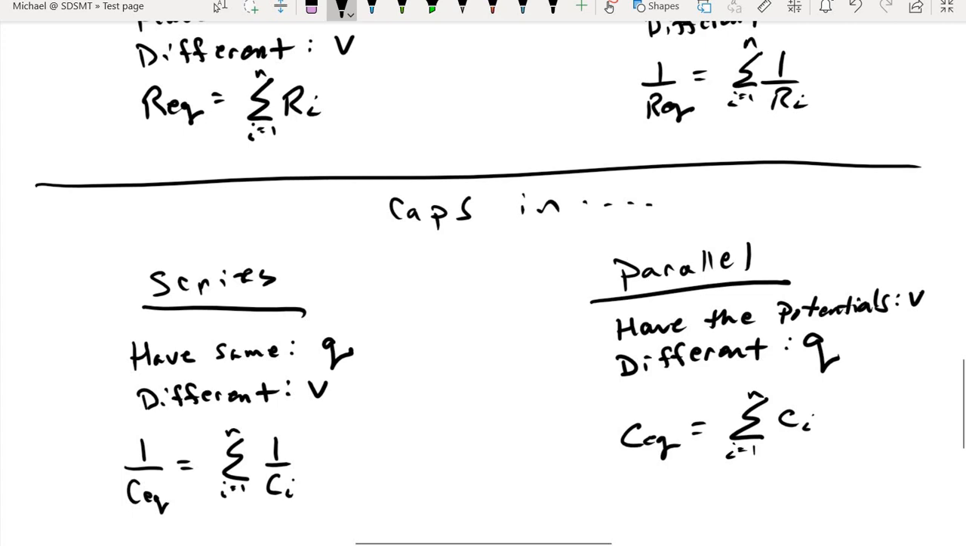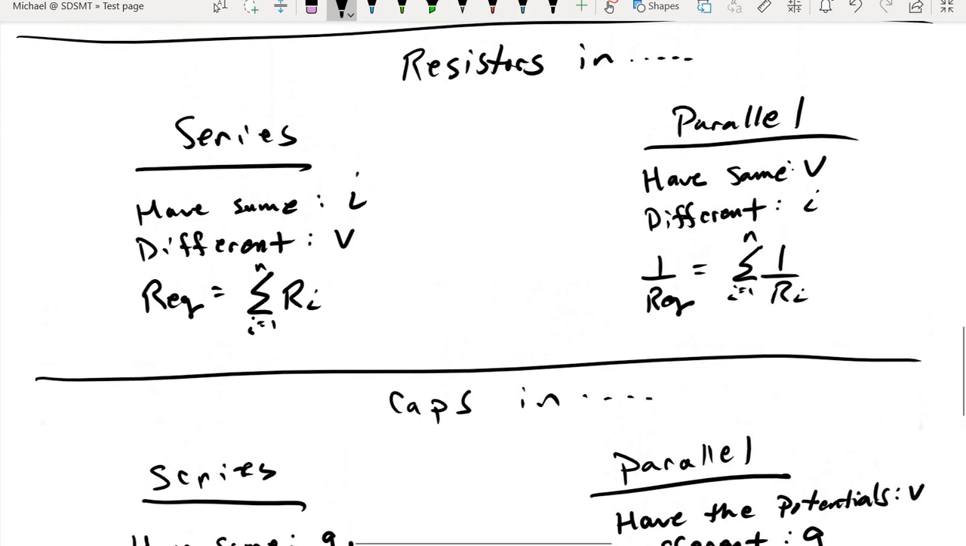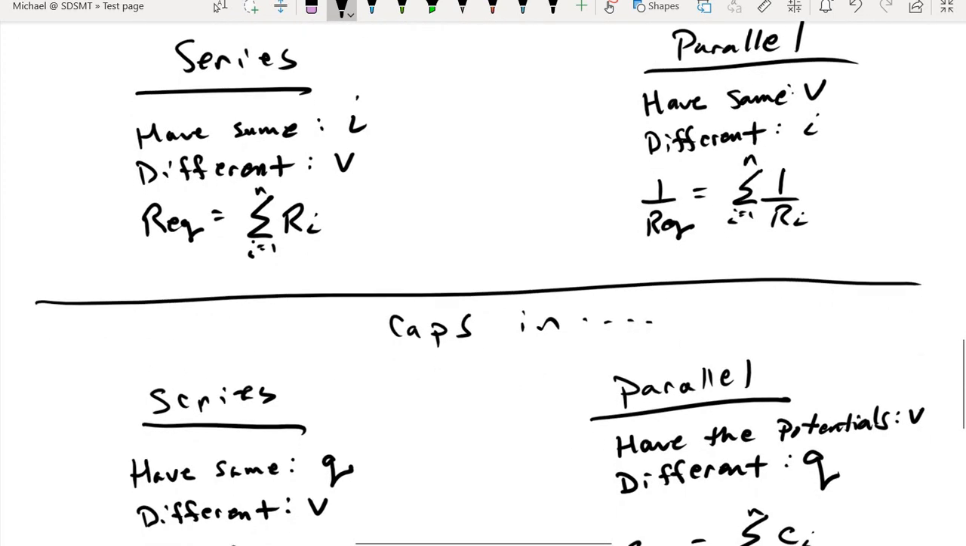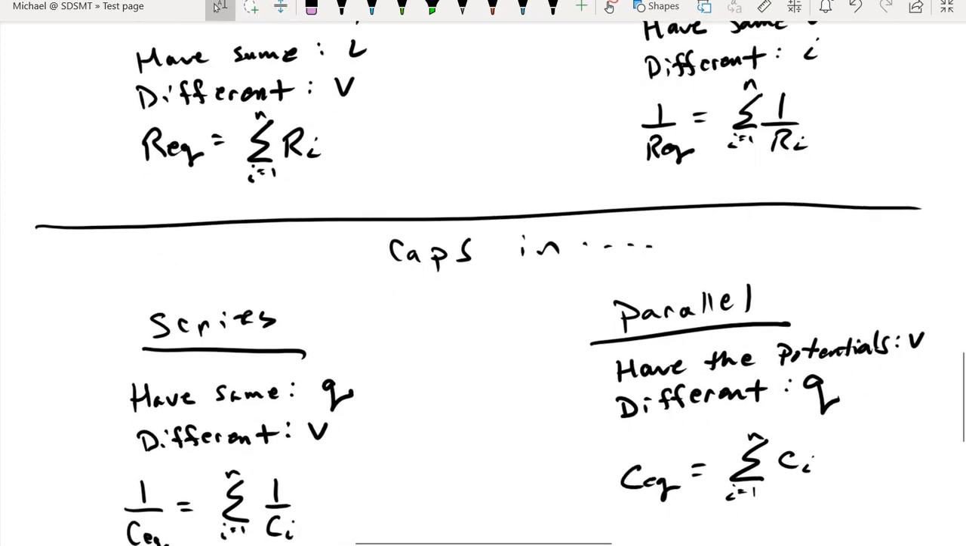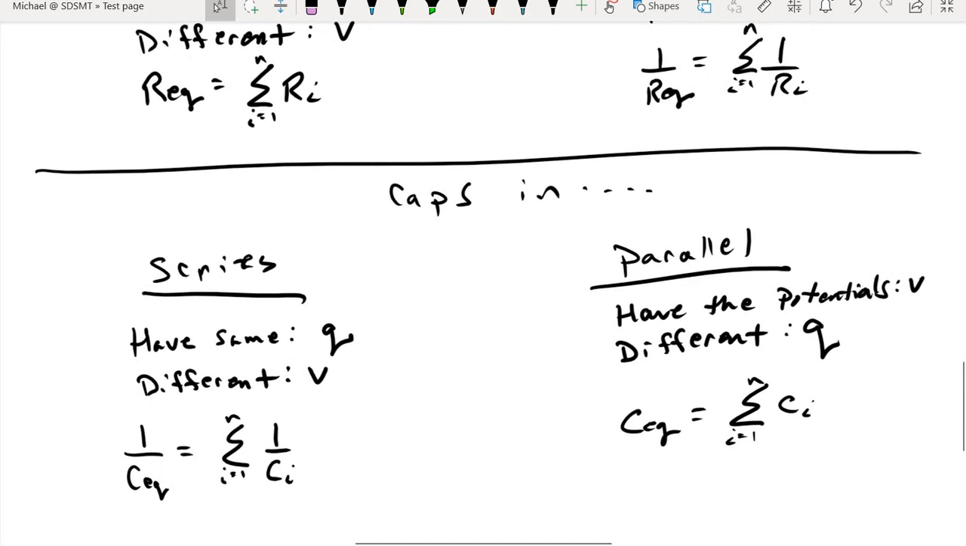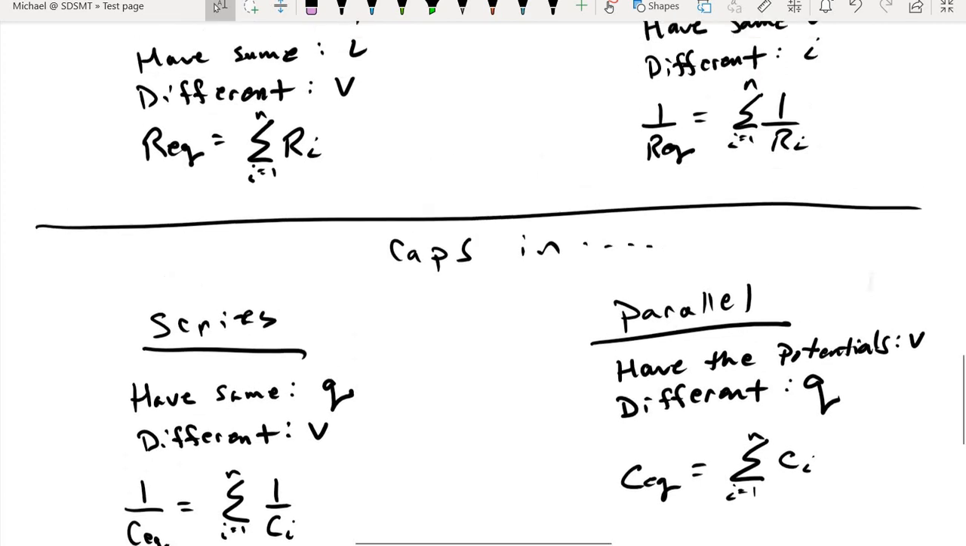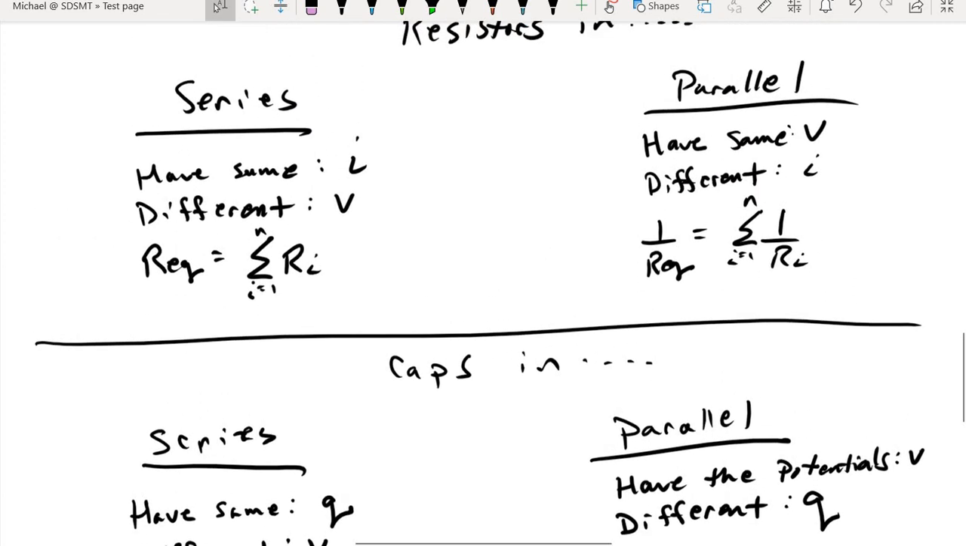So I wanted to write these sets of information side by side so that we can see, yes, there are some definite similarities, but there's also some very critical differences. The means in which we produce the equivalent values are opposite for the capacitor and the resistor systems. So we need to be really careful about how we do our summations in these circuits, because they're not the same as what it was for the capacitors.